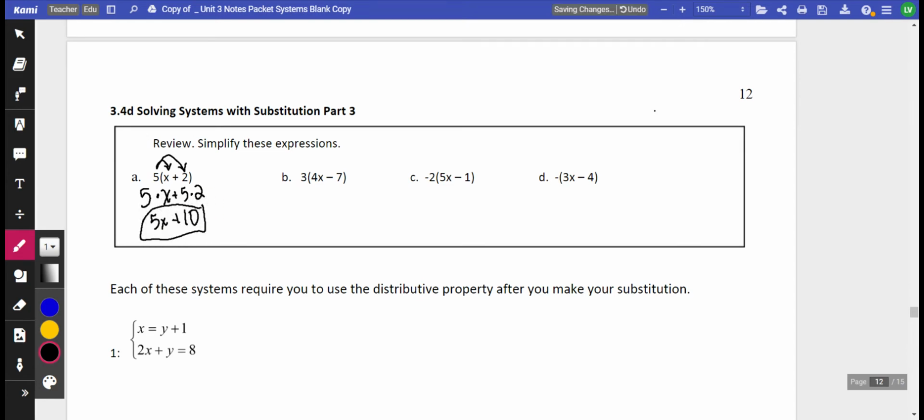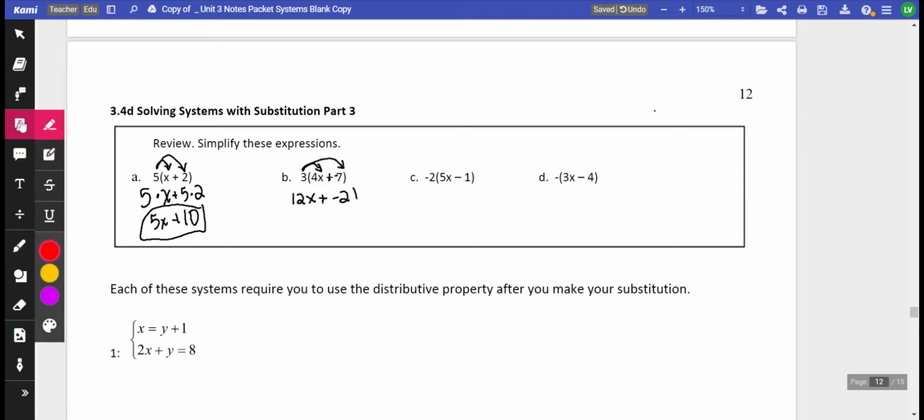For letter B, 3 times the quantity 4x minus 7. There's subtraction, so I'm going to add and make it into a negative. Then I'm going to distribute a 3 to both terms. 3 times 4x becomes 12x, plus 3 times negative 7 is negative 21. You'll notice that this time I didn't show the multiplication as I did in the previous problem. If you would prefer to show that work, you can, but that's not an expectation.